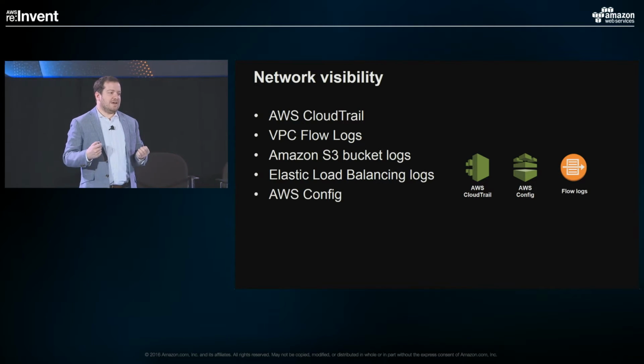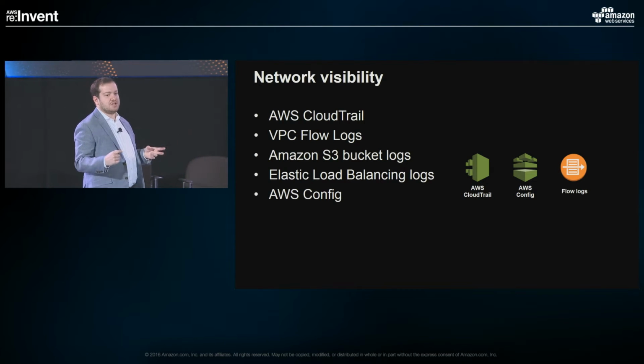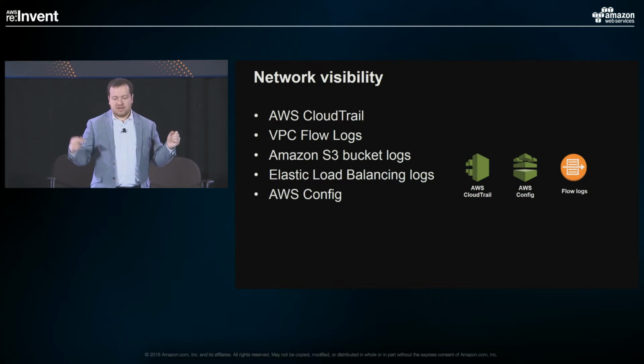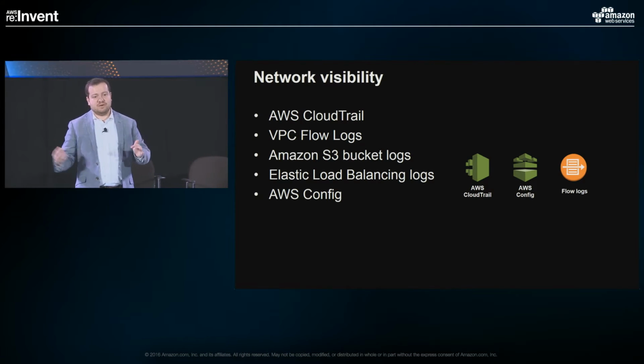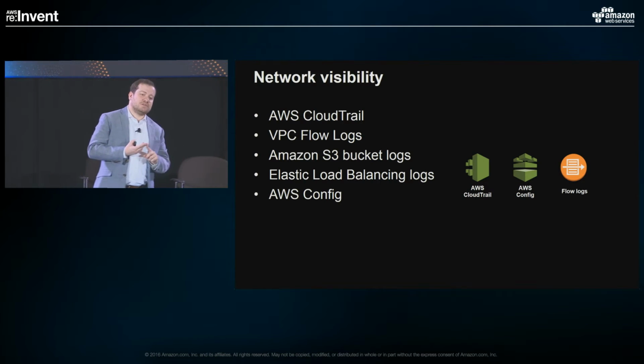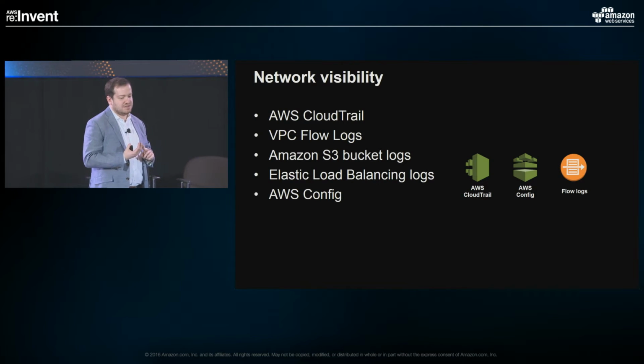And then lastly, we have AWS Config. AWS Config is basically a point-in-time snapshot of your AWS account and certain resources in your AWS account. So you can tell, 15 minutes ago, what instances I had running, what were the instance IDs, what ENIs were attached to those instances, what security groups were attached to those instances.